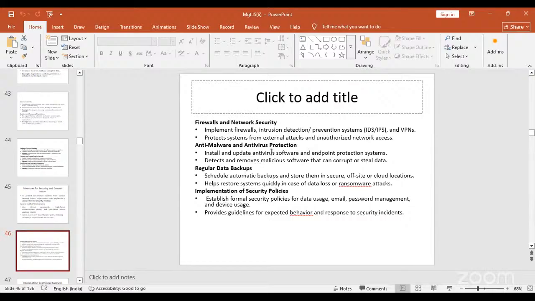Then anti-malware or antivirus protection. That is another security and control measure. That is the use of antivirus or anti-malware software to make your system secure. Then regular data backups. These are the issues, and these are the measures for how you prevent your information system from these issues. You have to make a regular data backup system.